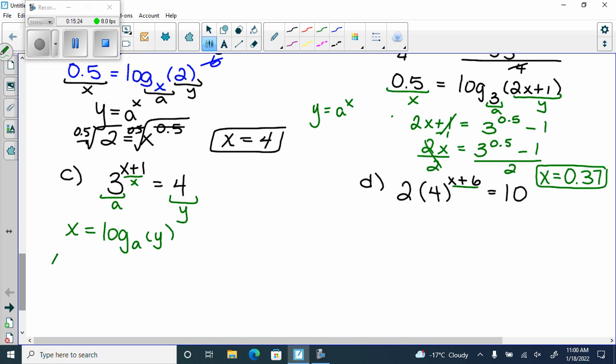So we're going to get x plus 1 equals log base 3 of 4. And then I just have to subtract 1. X equals. So type that one in. Log base 3 of 4. Enter. Close your bracket. Or just hit enter. And then minus 1.